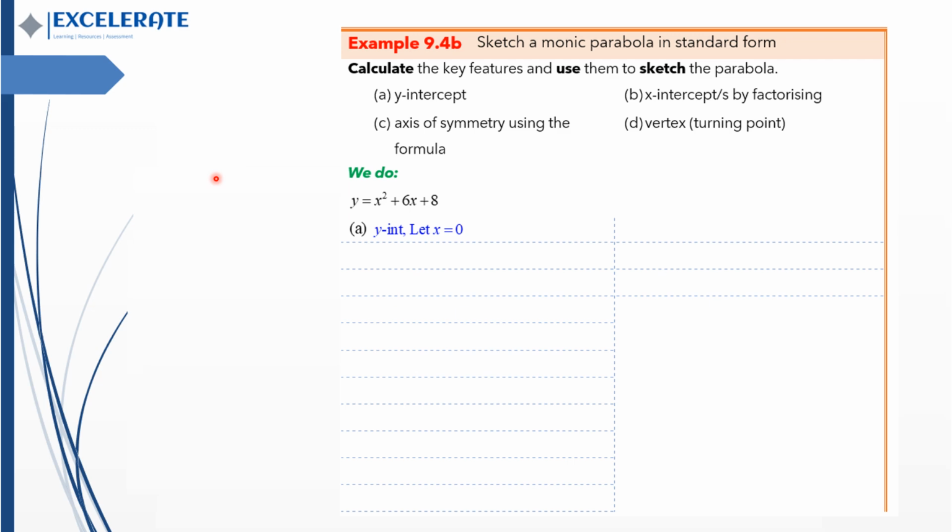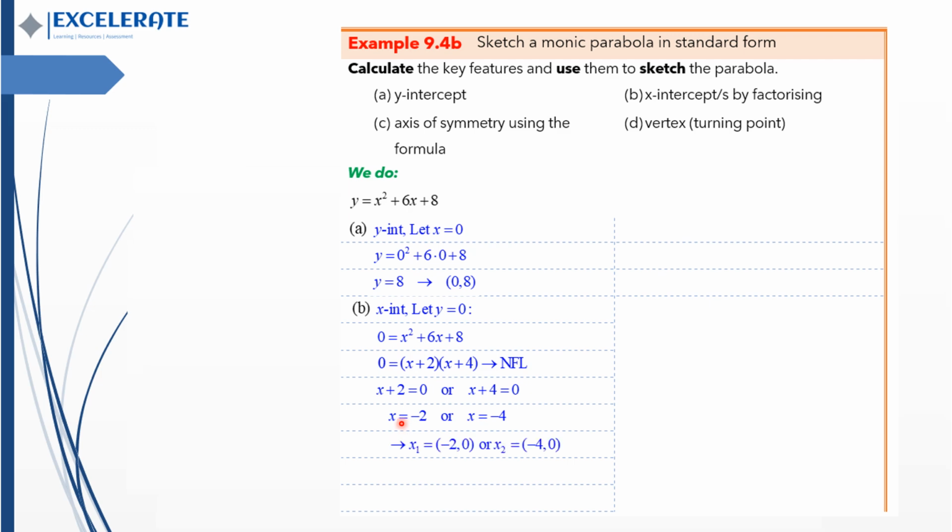So the y-intercept, let x equal 0. Subbing in 0 for x, you should then have a coordinate of y equals 8. The x-intercepts, let y equal 0. So 0 equals x squared plus 6x plus 8. Now factorize, two numbers that multiply to give 8 that add to give 6 are 4 and 2. Now you have it factorized, you can apply the null factor law. So x plus 2 equals 0 or x plus 4 equals 0. Solving, my x-intercepts are -2 and -4.